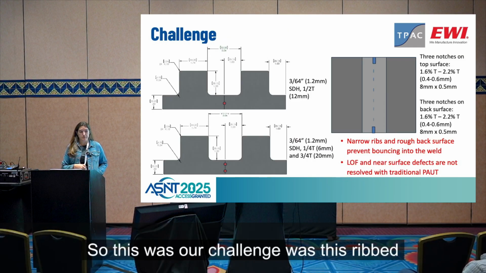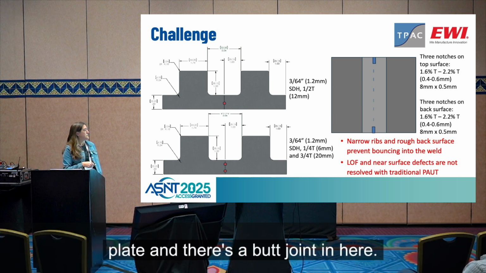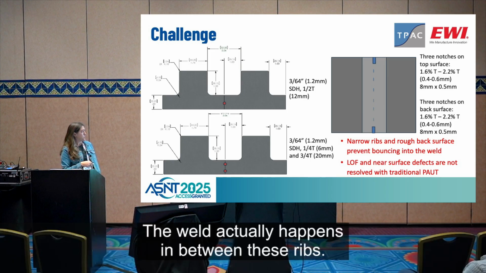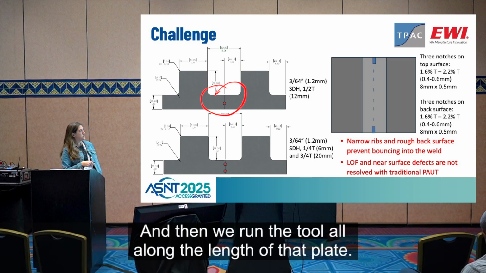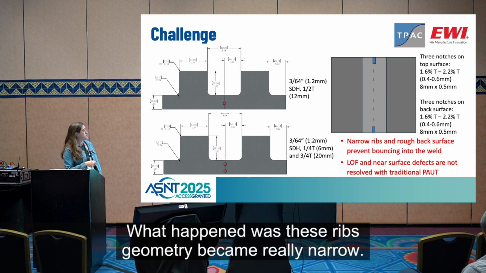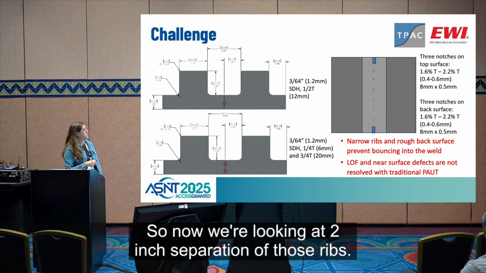So this was our challenge, this ribbed plate. And there's a butt joint in here. The weld actually happens in between these ribs. So the pin comes down, plunges, and welds here, and then we run the tool all along the length of that plate. What happened was these ribs geometry became really narrow. So now we're looking at 2-inch separation of those ribs.